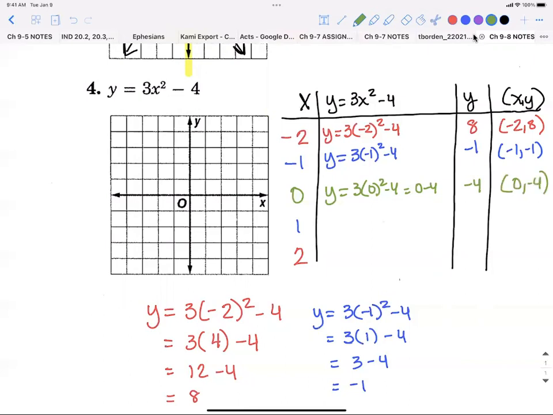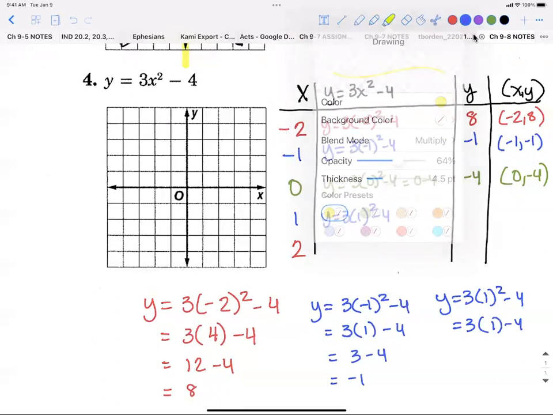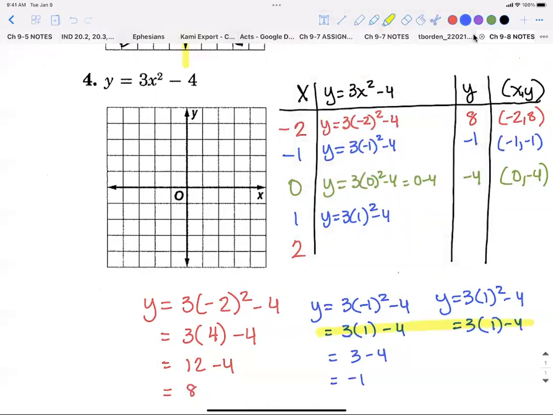Now I should see a turnaround here. Let's do the positive one. Y equals 3 times positive 1 squared minus 4. Well, oops, I'm gonna do it right next to this other blue one here. 3 times, well, positive 1 squared is 1 minus 4. Notice what happens here. When I get to this point, because I just squared a negative and a positive, I'm at the exact same point. 3 minus 4, negative 1. So when my x value is positive 1, my y value is negative 1 again.